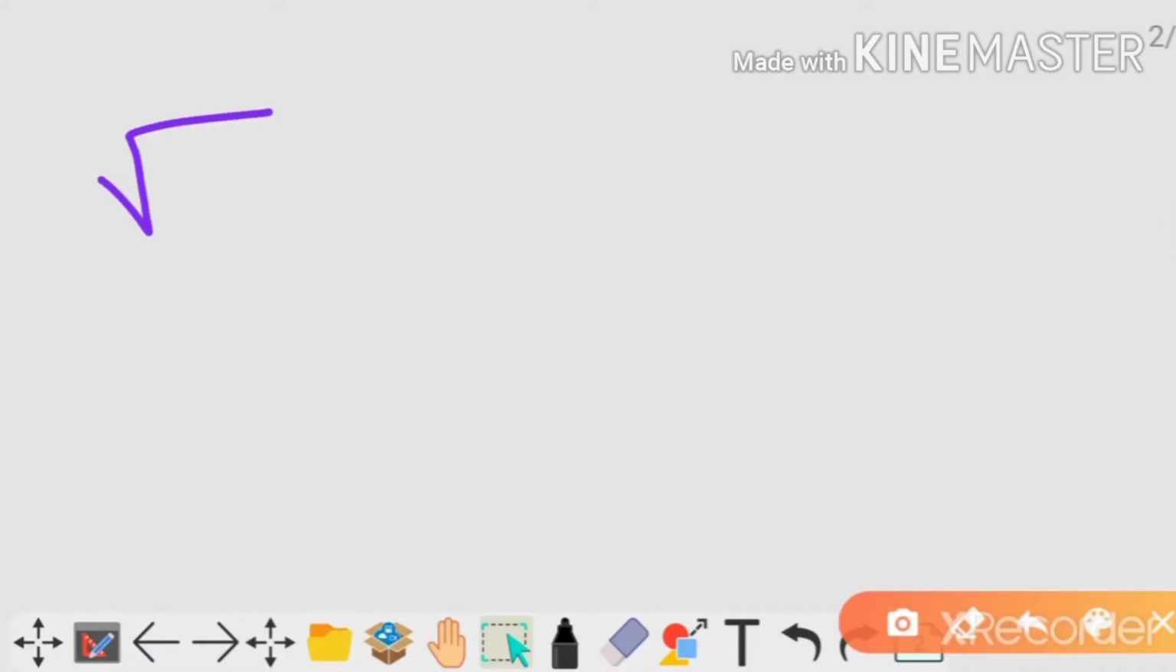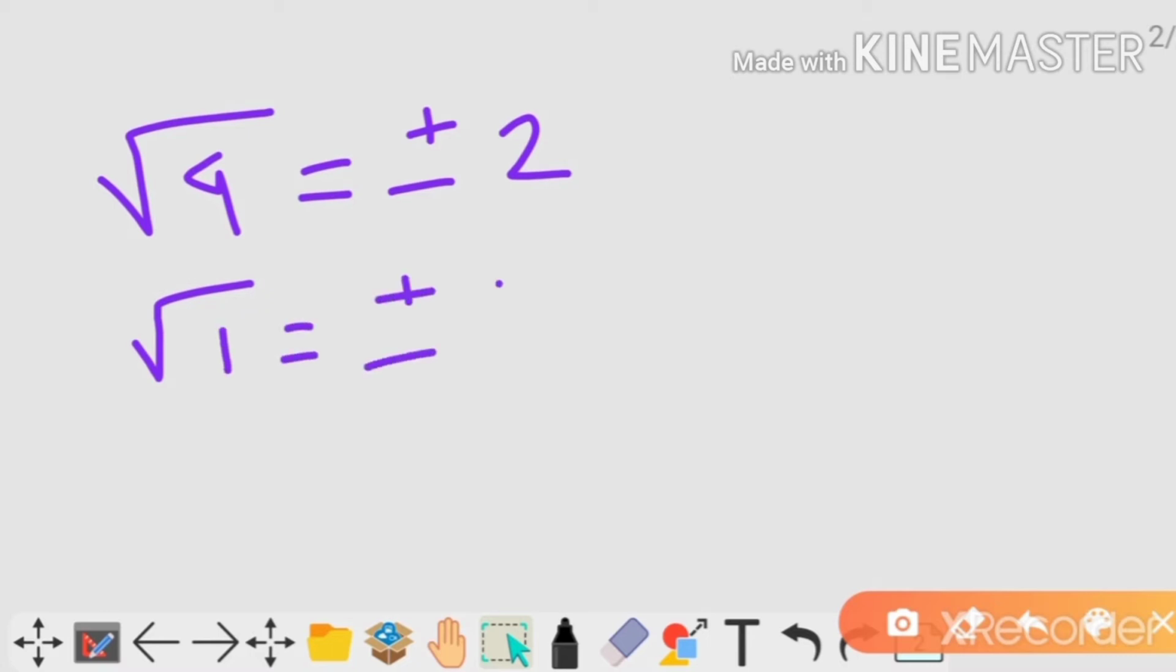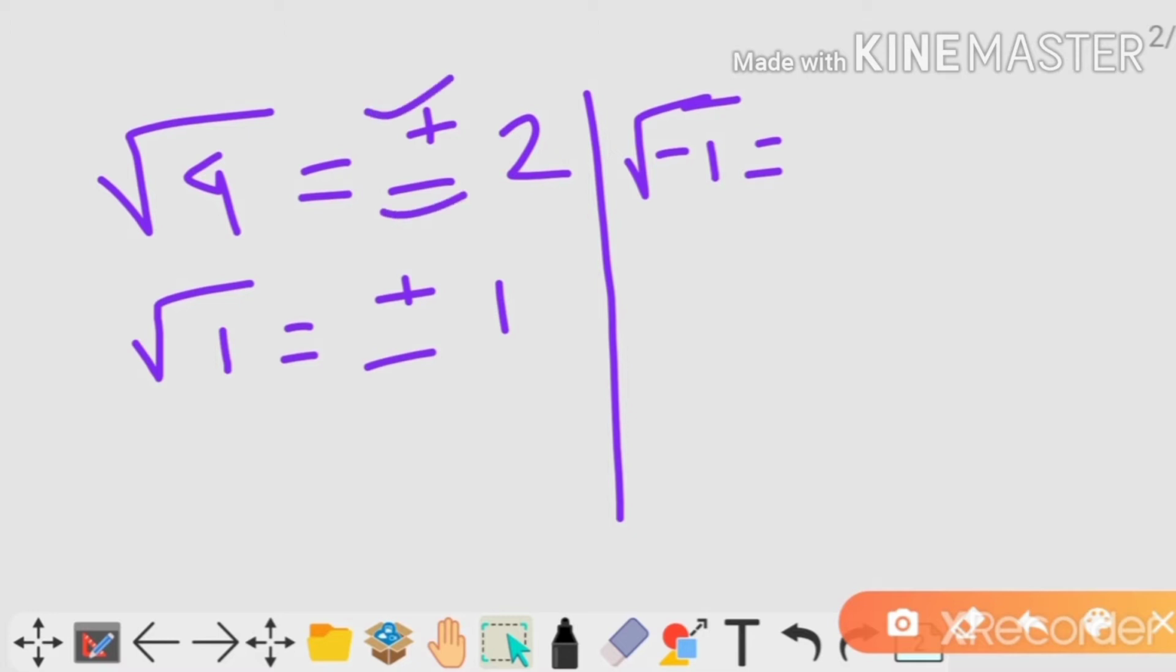If I write root over of 4, what will be the value of this number? So it will be plus 2 or minus 2. Okay. If I write root over of 1, it will be plus or minus 1. But if I write root over of minus 1, what will be the value of this number? There is actually no number in real numbers whose square will be negative. Either the number is positive or negative, the square must be a positive number. We have seen it before.